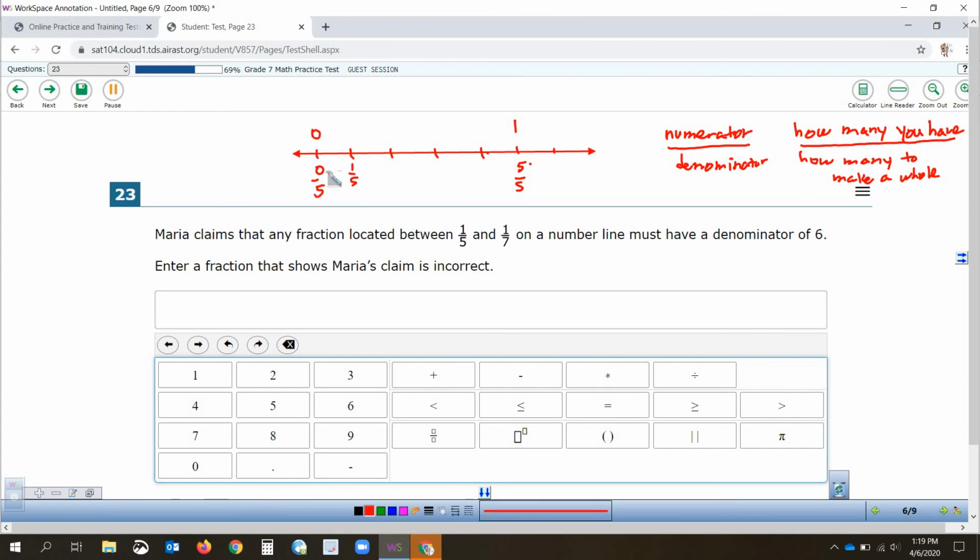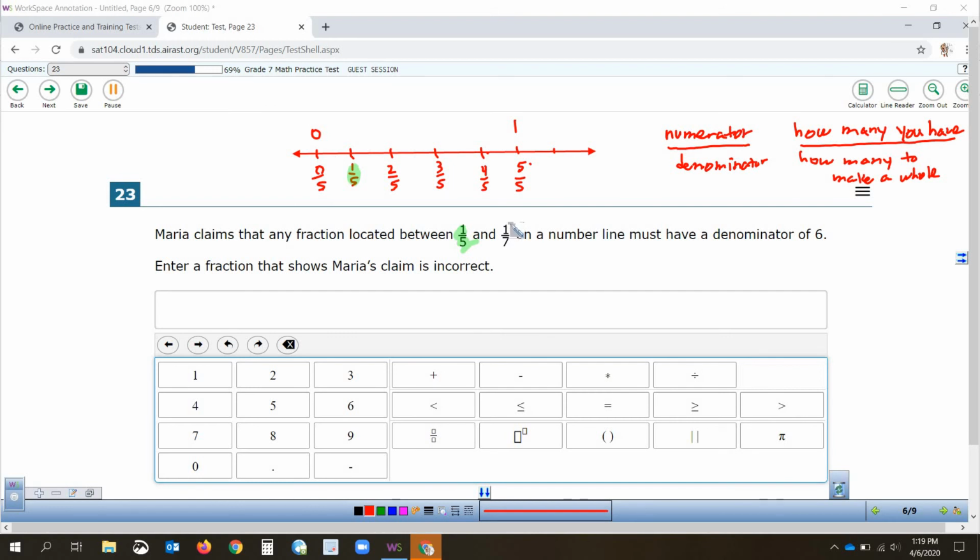And this up here would be 0. So we'll make the bottom ones all out of 5. So 1/5. This would be 2/5. This would be 3/5. This would be 4/5. And that would be 5/5. So right here we have 1/5. All right, so there's our 1/5. Now where would 1/7 be?